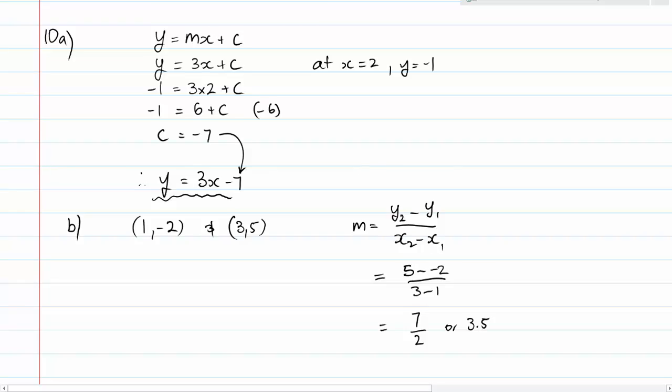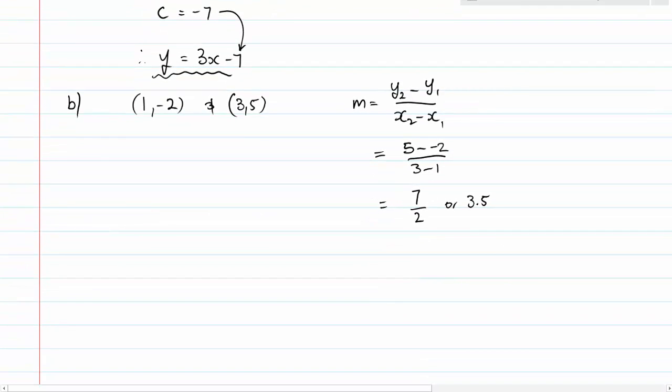Okay, and so now my linear function is y equals 3.5x plus c. I can use 3.5 because it's an exact value. If my 7 over 2 was actually going to give me a decimal I'd need to round, I'd probably prefer to stick with 7 over 2.